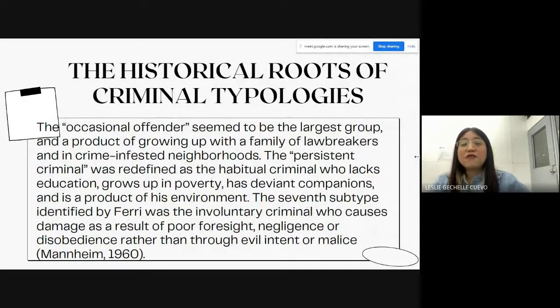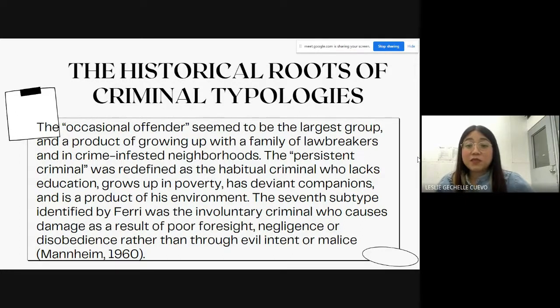Sabi niya, the occasional offender seemed to be the largest group and a product of growing up with a family of lawbreakers and crime-infested neighborhoods. The persistent criminal was redefined as the habitual criminal who lacks education, grows up in poverty, has deviant companions, and is a product of his environment. So yung persistent criminal talagang hindi lang naging maganda yung lugar kung saan siya lumaki o kung papaano siya pinalaki. Ayun. Kaya siya naging kriminal.